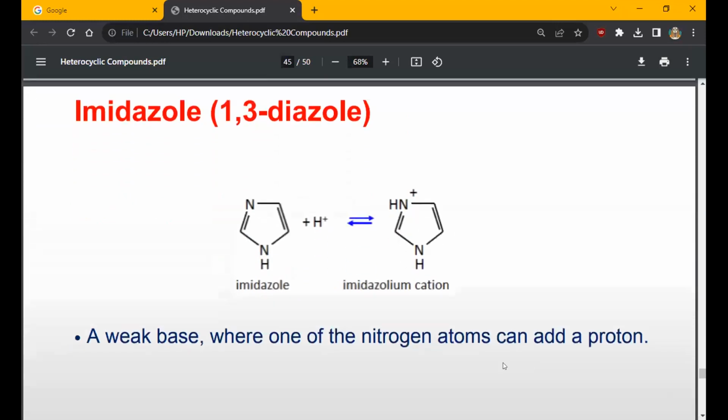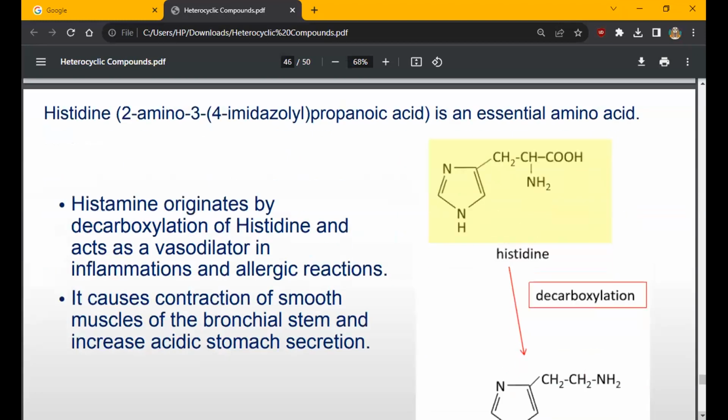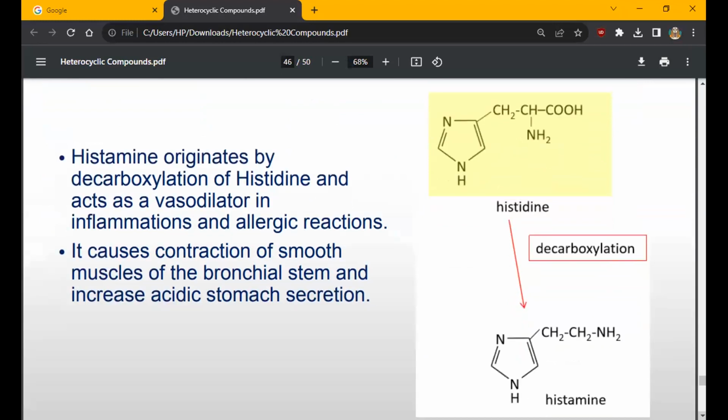Then another important heterocyclic compound, we have imidazole, also known as 1,3-diazole. So the ion for imidazole is known as imidazolium cation. We see it here. So it's a weak base where one of the nitrogen atoms can add a proton. And then we also have histidine. Histidine is decarboxylated to form histamine. We know histamine is responsible for allergies in the body.